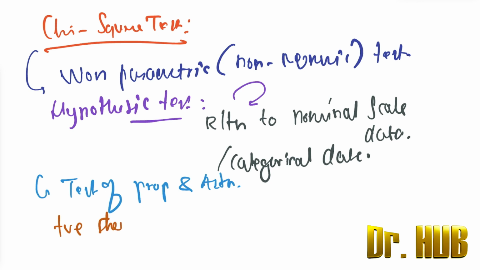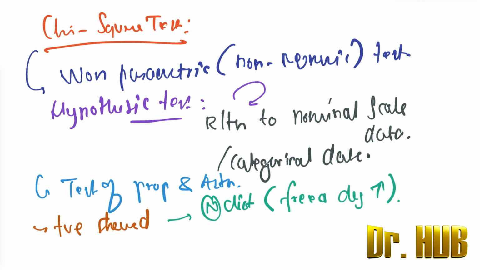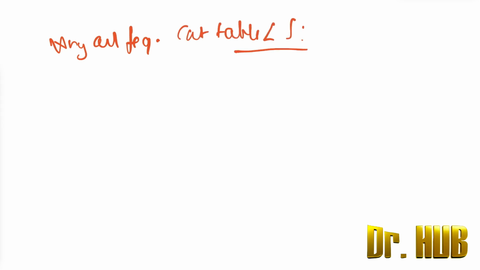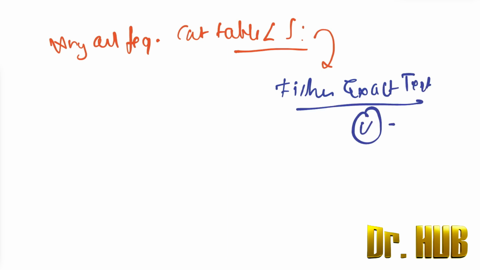A chi-square distribution is usually positively skewed, but it approaches a normal distribution as its degrees of freedom increase. In the chi-square test, if the frequency of any cell of a categorical table is less than 5, the Fisher exact test is used.